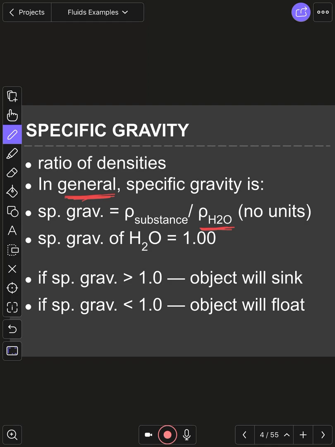So the reason why the specific gravity of water is 1 is because if the substance is water and rho is water, the H2O is water, right? 1,000 divided by 1,000 is going to be 1. The rho of water is 1,000 and the rho of water is 1,000, so that's going to be 1. But if we put something else on this, then we are going to certainly get a different specific gravity. So if the specific gravity is greater than 1, the object is going to sink. If it is less than 1, the object will then float. All right.